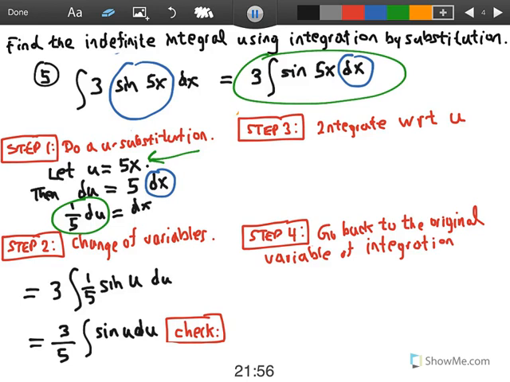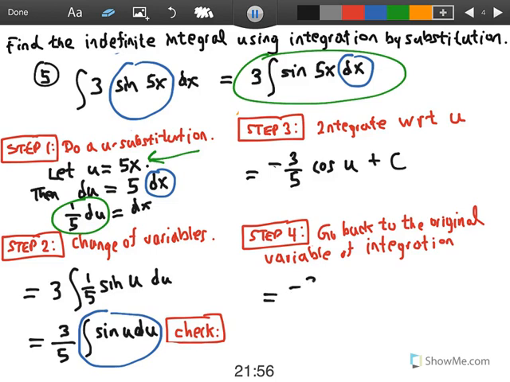So what do we do now? Now we have an indefinite integral that is easy to integrate. So we will integrate that with respect to u. What is the function whose derivative is sine? The derivative of cosine is negative sine, so the function must be negative cosine. So I can write the negative in front of the constant, and this is our antiderivative with respect to u.